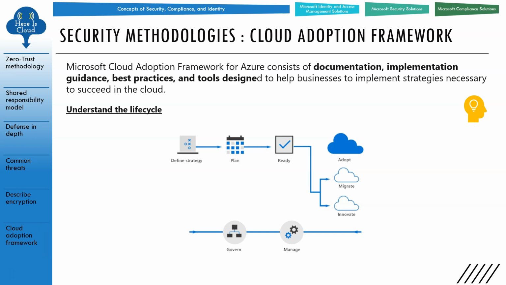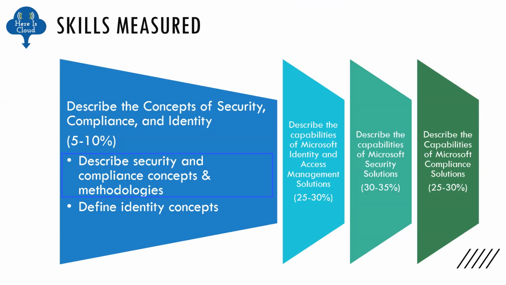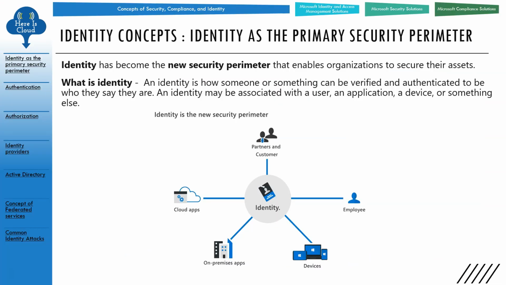So with this, we are done with the first topic under our first pillar, which is describe security and compliance concepts and methodologies. The second one under this is define identity concepts. Let's get into that. So here again, as I mentioned, the structure of this: on the left hand side are the topics and subtopics which will be covered under identity concepts. The first one is very important, identity as a primary security perimeter. It's a new security perimeter; identity is considered to enable organizations to secure their assets.